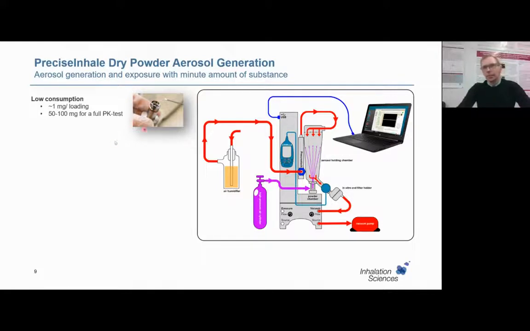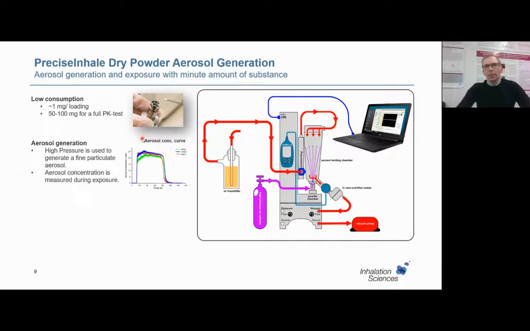One important feature of this system is that we can work with very small amounts of substance. 50 to 100 milligrams is usually enough for a complete pharmacokinetic testing. So this is about the aerosol generation with the high pressure that we use, and the aerosol generated here, illustrated as an aerosol concentration curve. So again, precision dosing is achieved by active monitoring of aerosol concentration and breathing parameters.